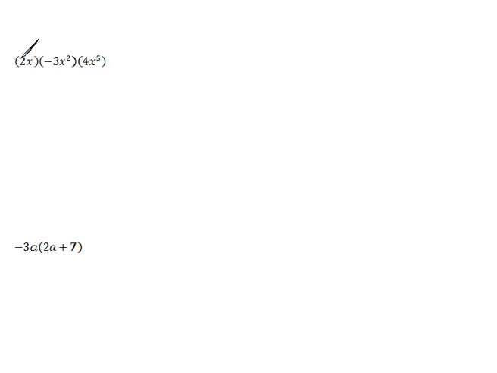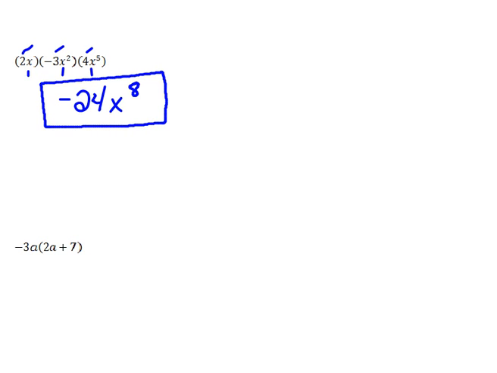Okay, so in this problem we've got 2x times negative 3x squared times 4x to the fifth. So let's multiply all of those numbers together. 2 times negative 3 times 4 would be negative 24. And when we multiply all of those variables together, x times x squared times x to the fifth, since we're multiplying like bases, we just have to add the exponents. So that would be x to the 1 plus 2 would be 3 plus 5 would be 8 power. So our final answer is negative 24x to the 8th.